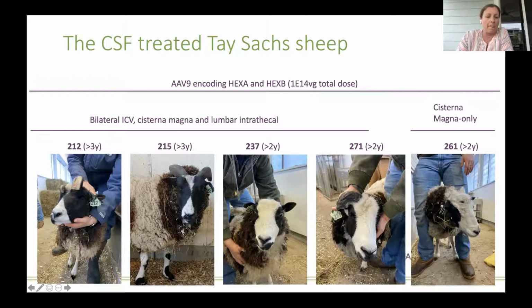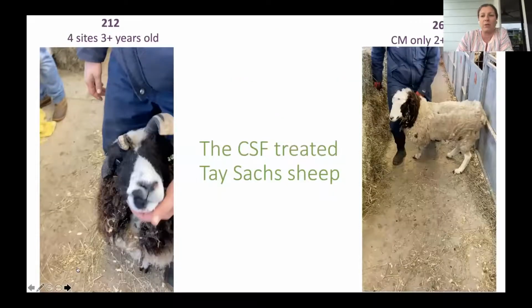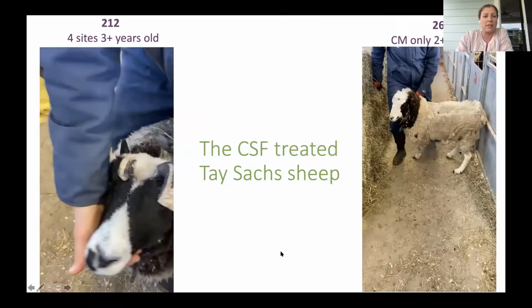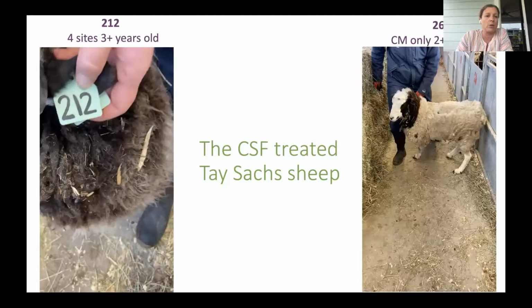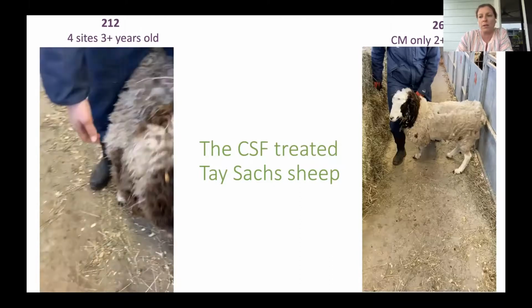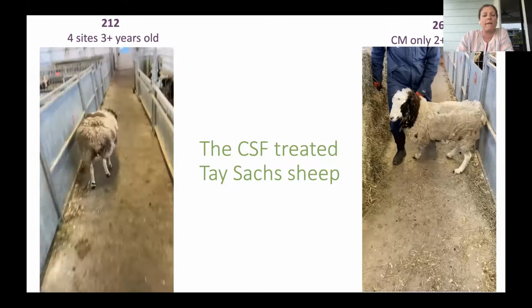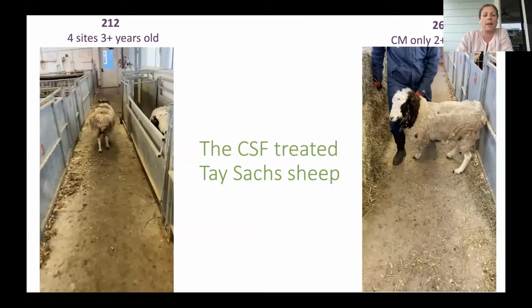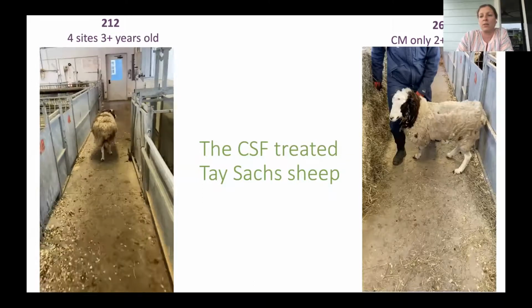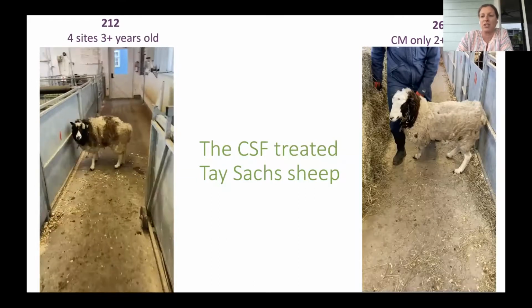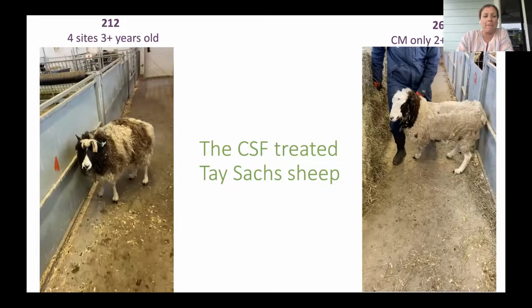So I could try to describe this, but I think videos speak 1,000 words better than me describing it, but the sheep are actually doing really quite well. I hope this video isn't too choppy for you, but this is one of the CSF treated sheep, 212, who is now greater than 3 years of age. Normally they reach humane endpoint at about 9 months of age, and you can see that 212 isn't perfect. She kind of has a little bit of a hitch in her step, but she's definitely one of 2 of the longest lived sheep that we have had.